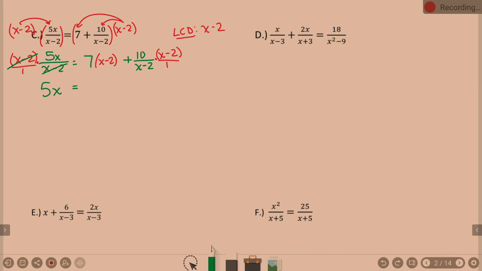What could we go ahead and do with 7 times x minus 2 if you want? Yeah, that's going to be a multiplication. That's going to be distribute. So you could go ahead and distribute here and say that's 7x minus 14. Plus, what cancels on the third set? X minus 2 cancels with x minus 2, leaving me with 10. Okay. Thoughts?